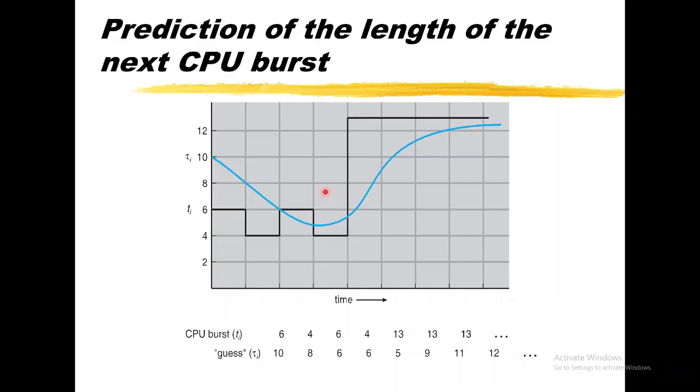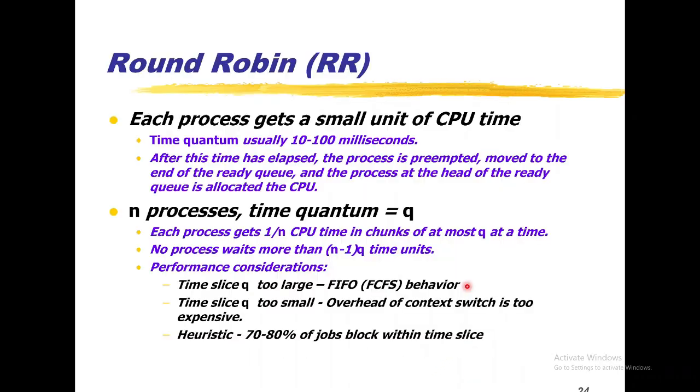Now, this value is calculated to predict the value for the next burst time. So with that prediction, you can have a value within this period. So if you have a burst of 6, the guess will give you 10. If you had a burst of 4, the guess will give you 8. You have 6, it gives you 6.